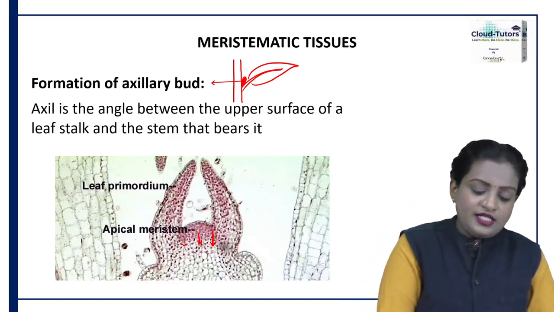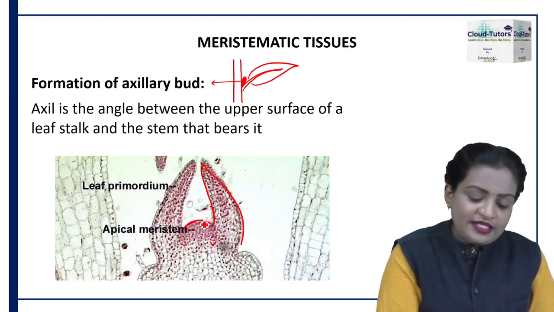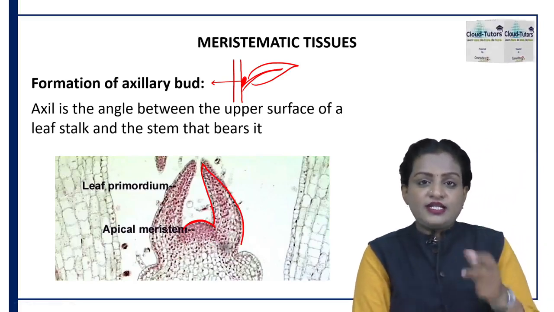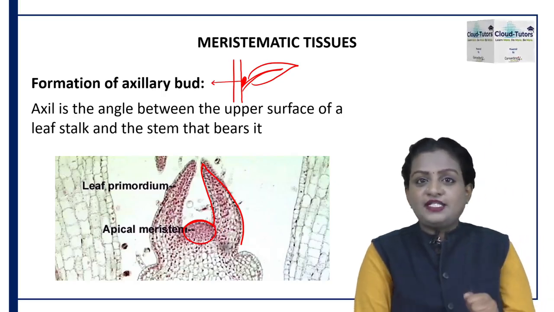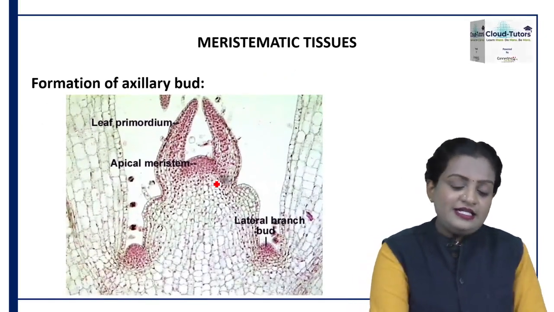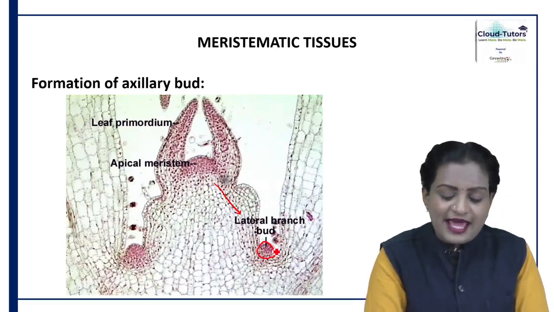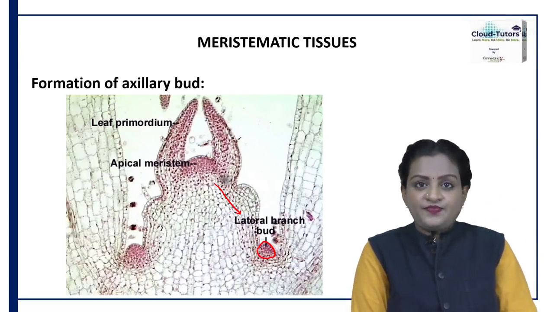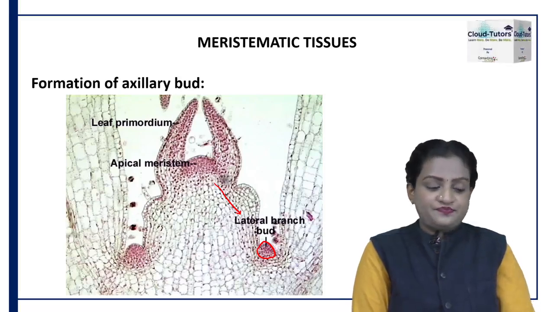That is, if you see here, this is the future leaf and this is the meristematic region, correct? So sometimes if they leave behind a certain meristematic tissue, they will localize on the upper surface of the leaf. So if you see carefully, if you leave behind certain tissue like this, it forms a lateral bud, also known as axillary bud, which gives rise to the future branch.